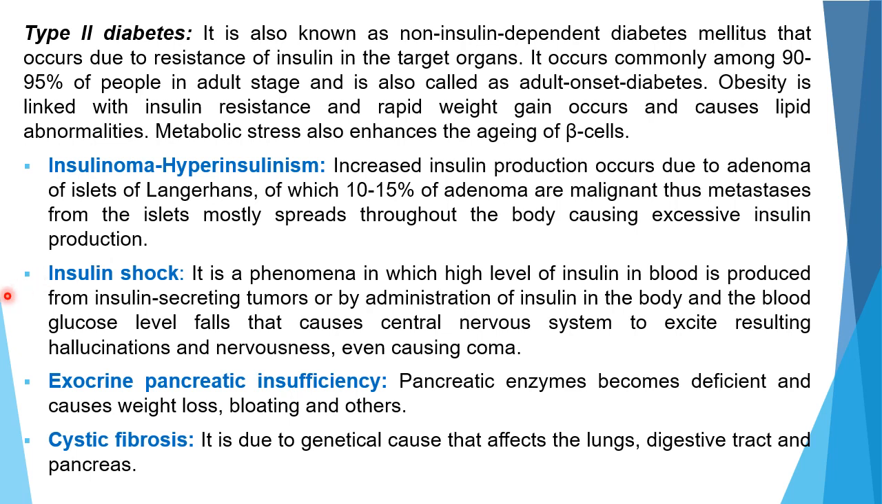Insulin shock. In this case, high level of insulin in blood is produced from insulin secreting tumors or by administration of insulin in the body, and the blood glucose level falls that causes central nervous system to excite, resulting in hallucination and nervousness, and thus it may even cause coma.